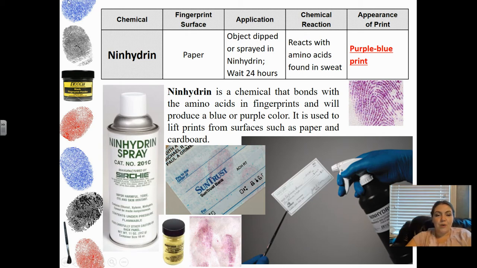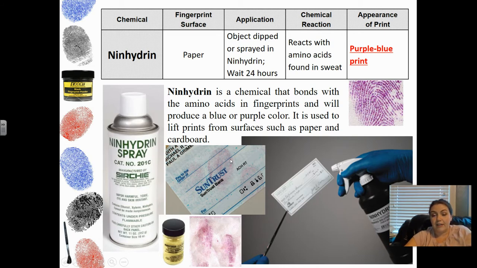What ninhydrin is, is a chemical that bonds with the amino acids in your fingerprints and will produce a blue or purple color. It is used to lift prints from surfaces such as paper or cardboard. So pretty specific. But if I have a letter they wrote on, a check they wrote on, and I'm trying to get a print off something like that, you can spray it with ninhydrin. So the object is dipped or sprayed in ninhydrin. You wait 24 hours and it turns this purple blue print.